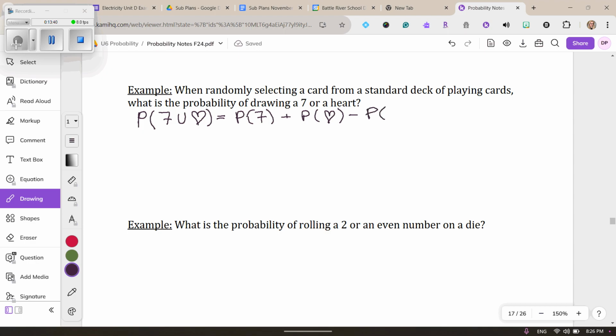So the overlap, once again, just picture that Venn diagram. Are there any cards that would be included in the intersection that would be both a 7 and a heart? And yeah, there's one card. So the probability of a 7, that's 4 out of 52. Probability of a heart is 13 out of 52.